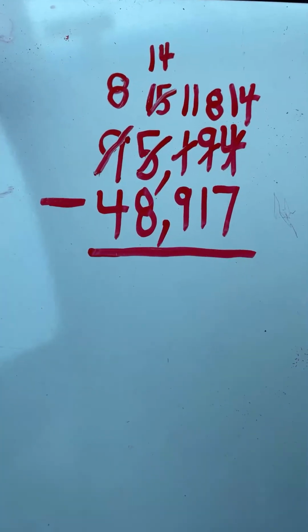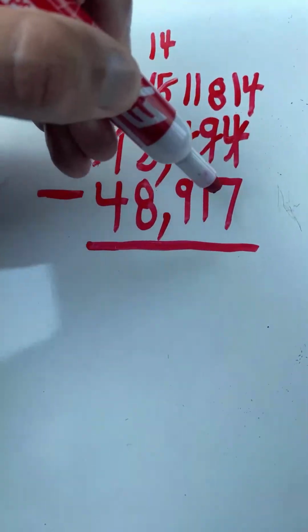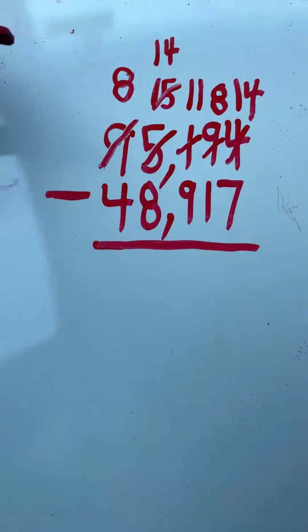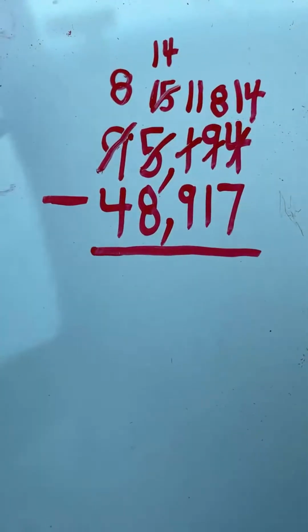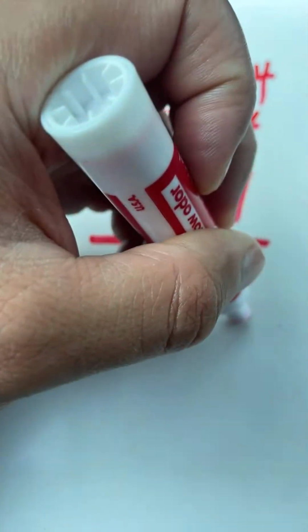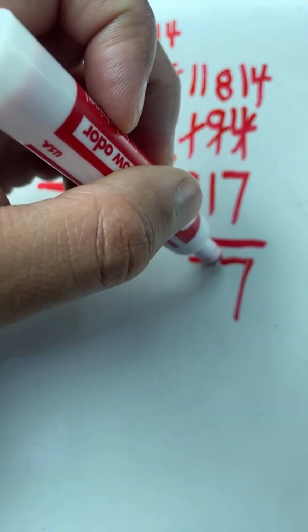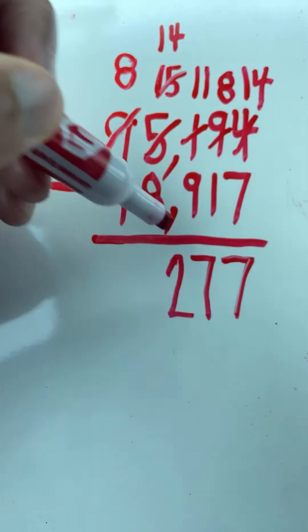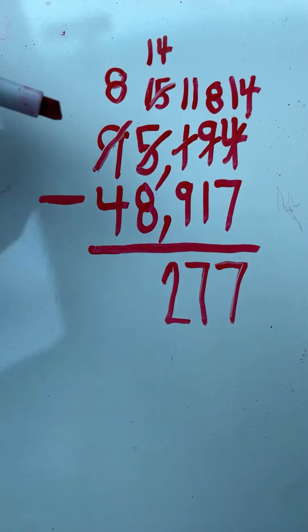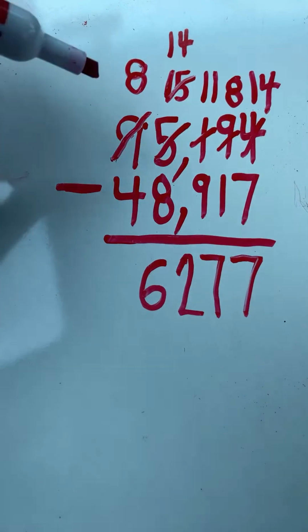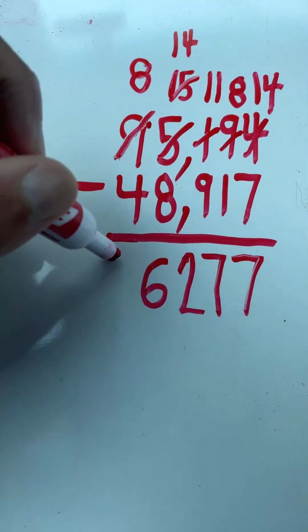And now just to double check, 14 is bigger than 7, 8 is bigger than 1, 11 is bigger than 9, 14 is bigger than 8, 8 is bigger than 4. We are ready to subtract. So, starting in the ones place, 14 minus 7 is 7. 8 minus 1 also equals 7. 11 minus 9 equals 2. 14 minus 8 equals 6. 8 minus 4 equals 4.